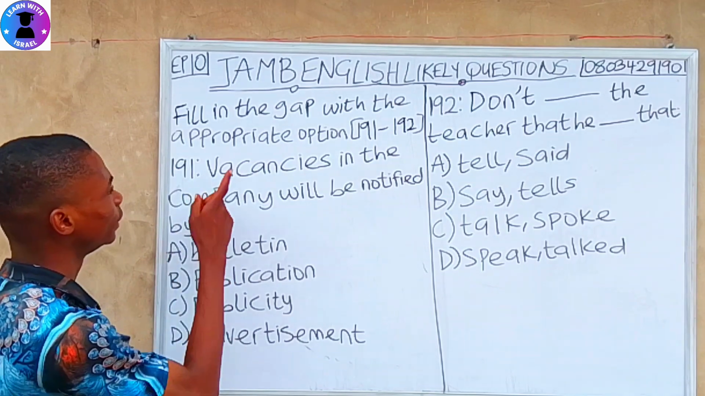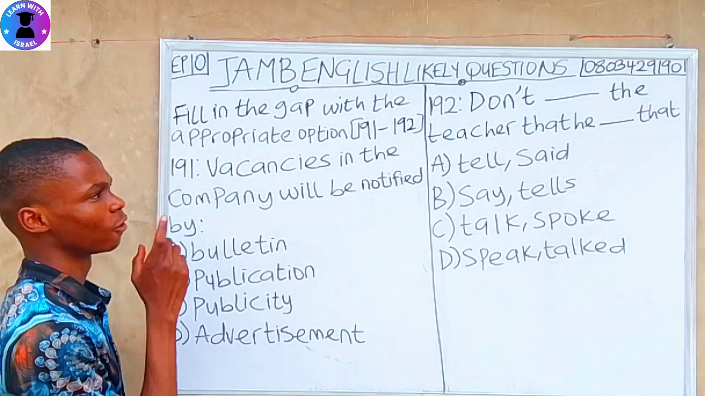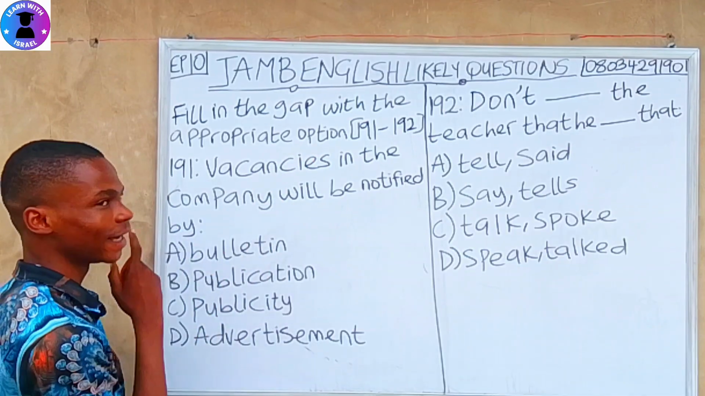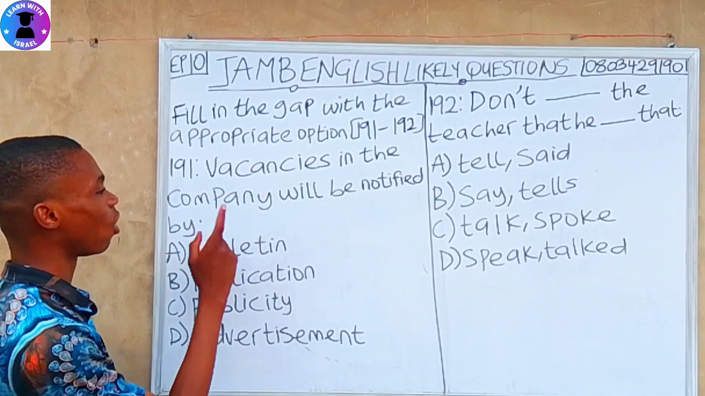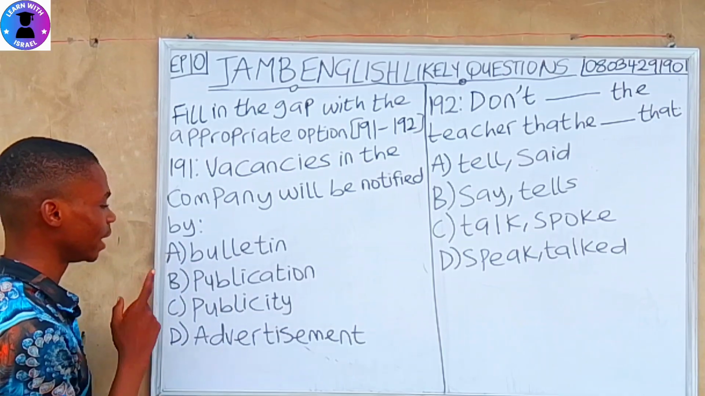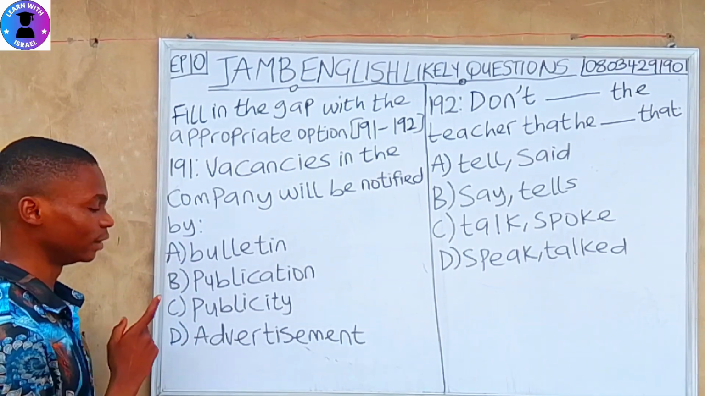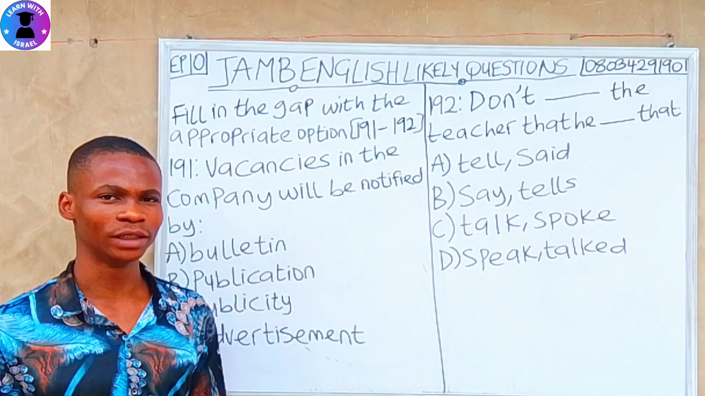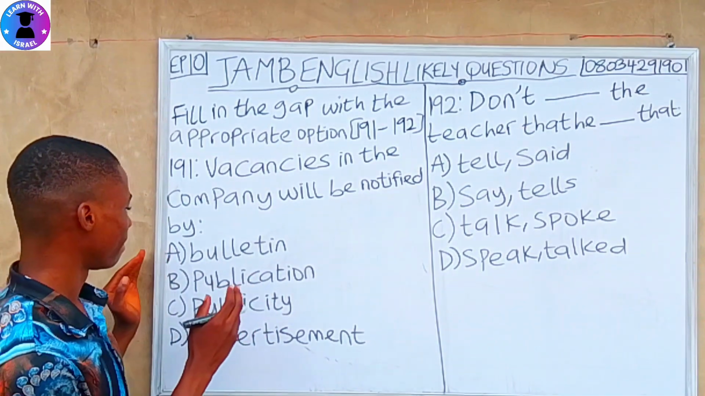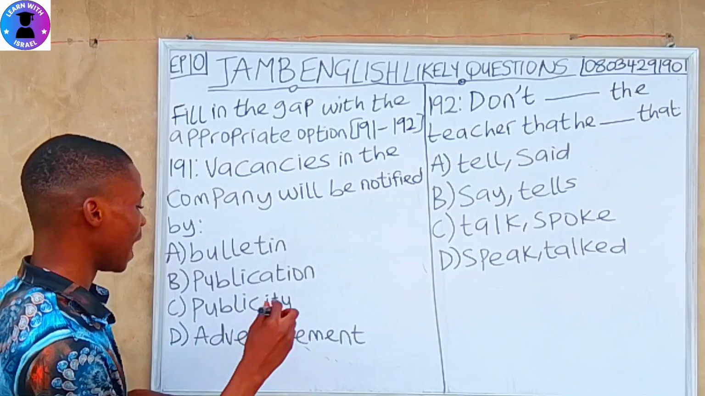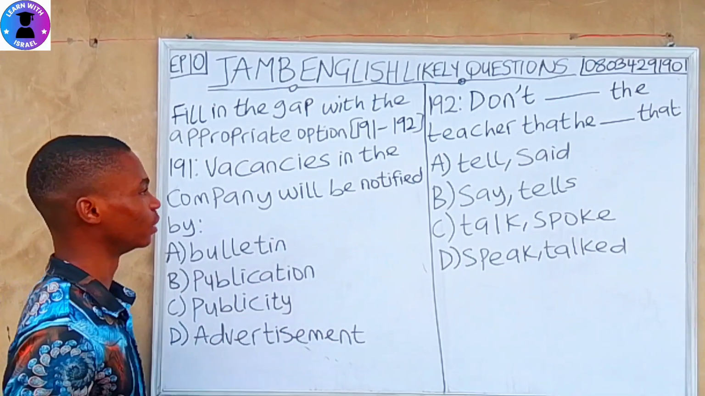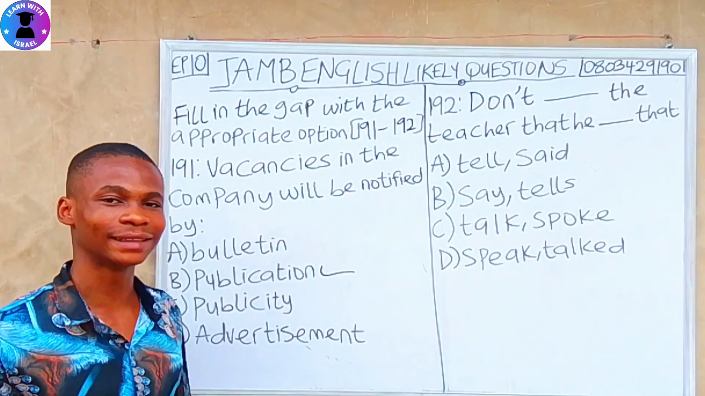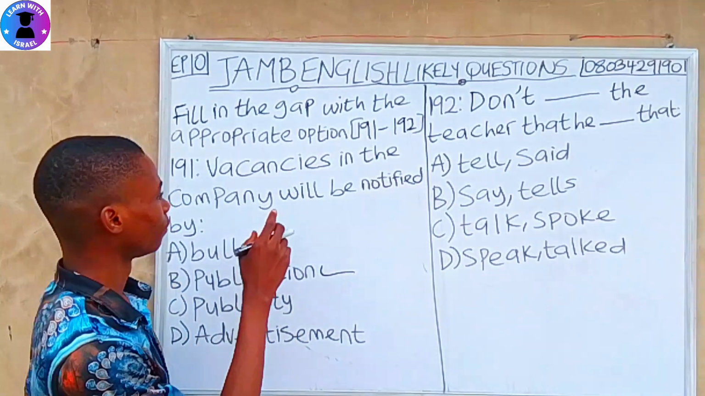Fill in the gap with the appropriate option. Question from question 191 to question 192. 191. Vacancies in the company will be notified by A. Bulletin, B. Publication, C. Publicity, D. Advertisement. Vacancies are always published. So if we check the options, publicity is wrong, advertisement is wrong, bulletin is wrong. The most appropriate is publication, because vacancies are always published.